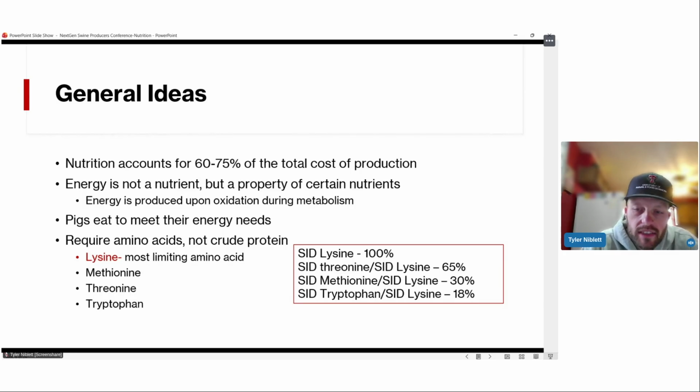So lysine is held at your 100%, and then you compare these other three and the other various amino acids to lysine. Essentially, if you were to have 1 pound of lysine in a diet, you would have 0.65 pounds of threonine, and so on and so forth, 0.3 pounds of methionine, just as another example.